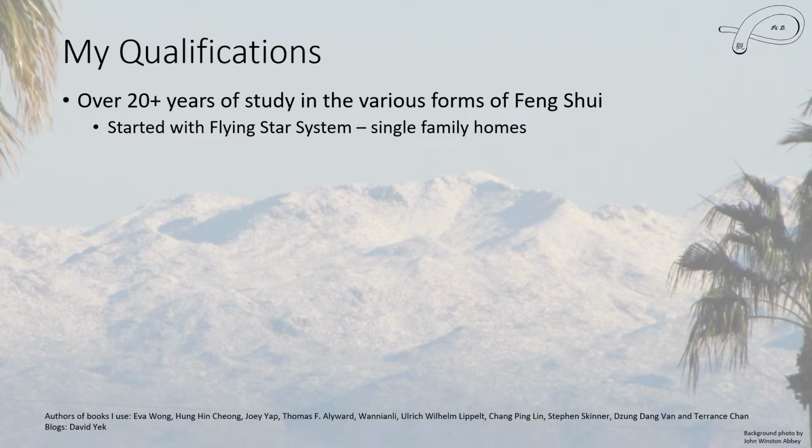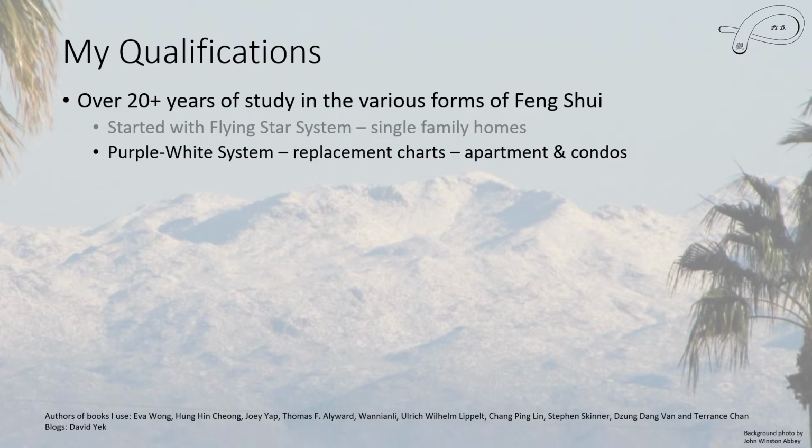So they decided they need to develop something else. And what they developed was the purple-white replacement chart system. These replacement charts take into account what floor you live on and where your door is located. And this is the system I use for apartments and condos. For single-family homes, I use primarily the Flying Star chart. A single-family home does have a purple-white chart, and it can be used, but it's basically secondary.